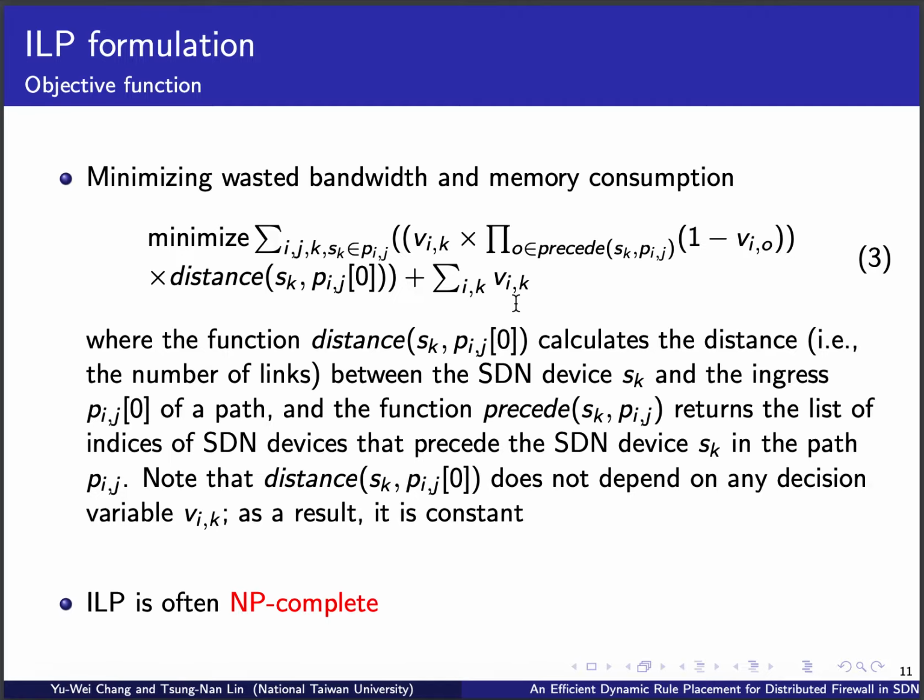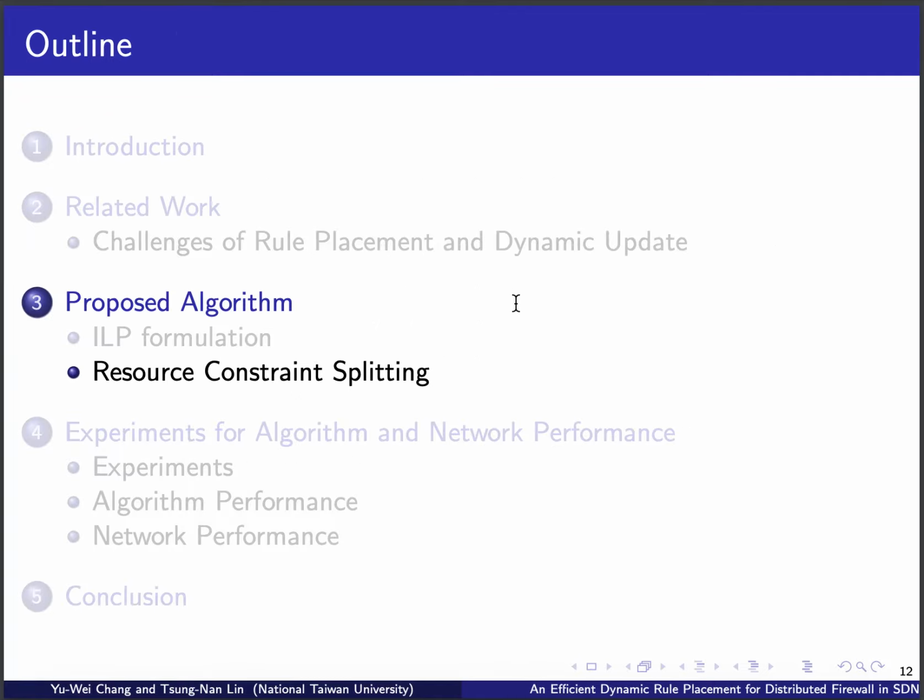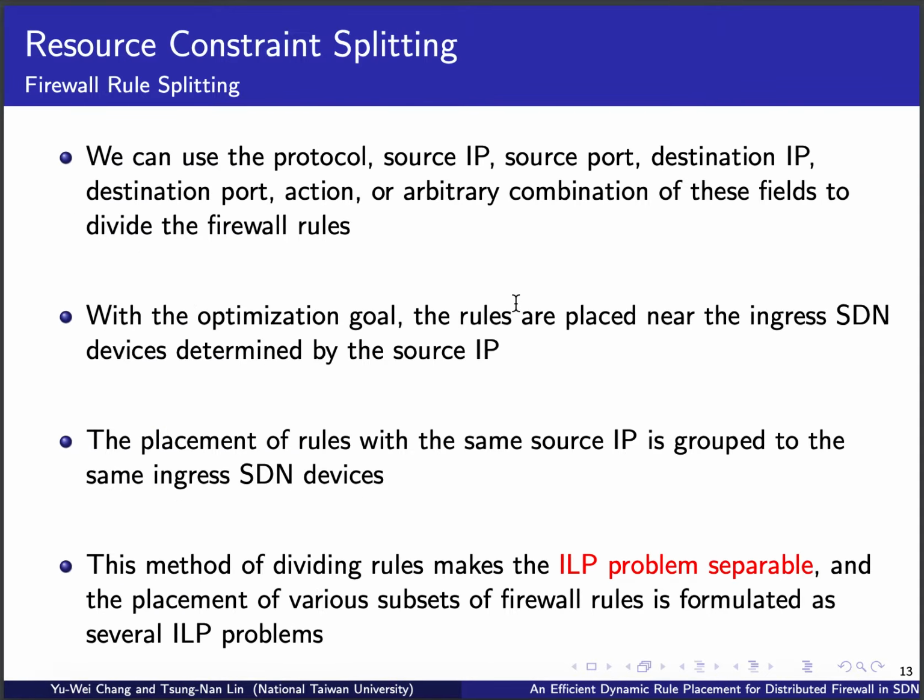However, this formulation of rule placement is NP-complete. So we have proposed to use resource constraint splitting to split this integer linear programming problem into multiple small problems. Well, the first step is that we can use protocol, source IP, source port, destination IP, destination port, actions, or any arbitrary combination of these fields to divide firewall rules.